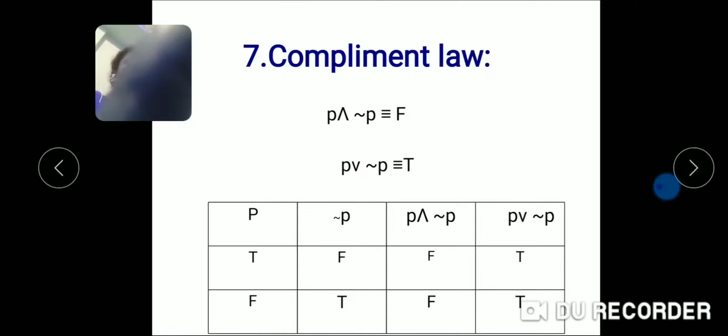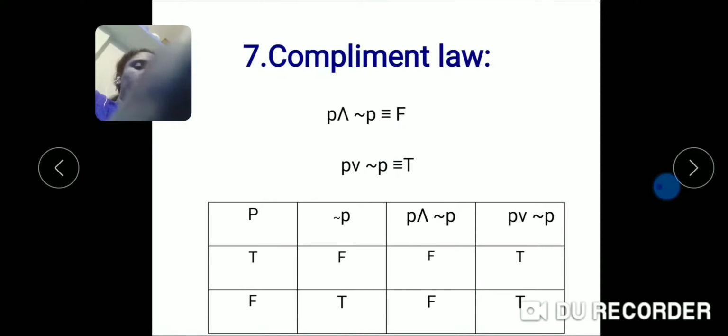Here P and negation of P, that is conjunction, and the truth value of conjunction is both are true is true, otherwise false. Here first is true, second is false, therefore false. First is false, second is true is false, that is both truth values are false. Therefore, P and negation of P is false.